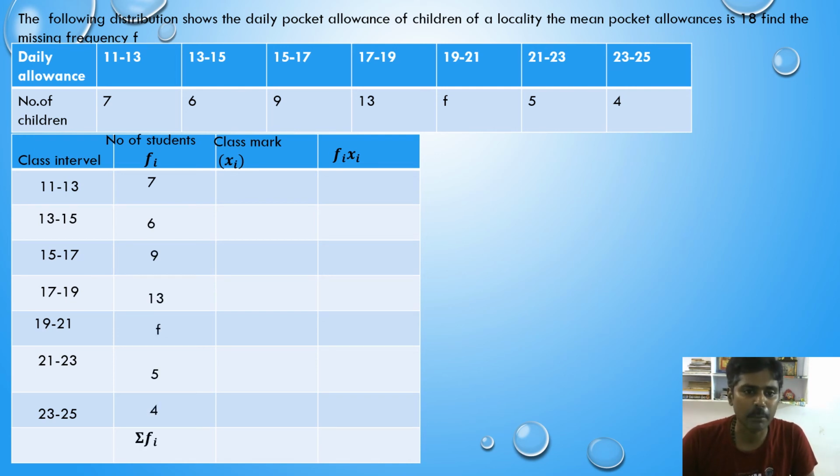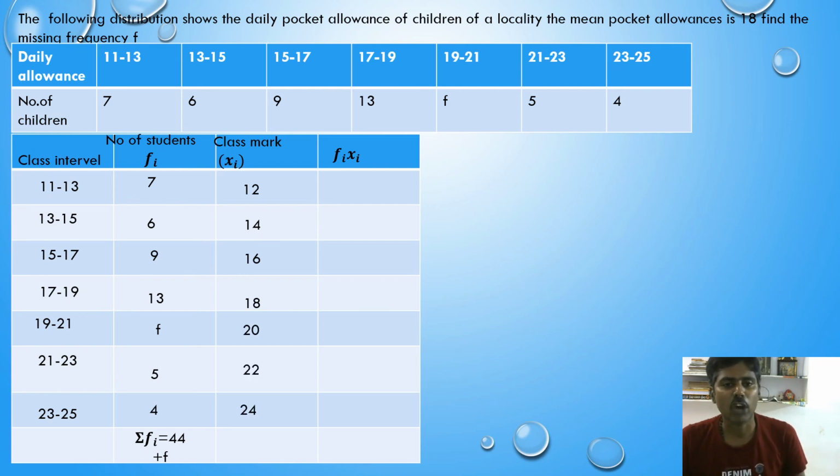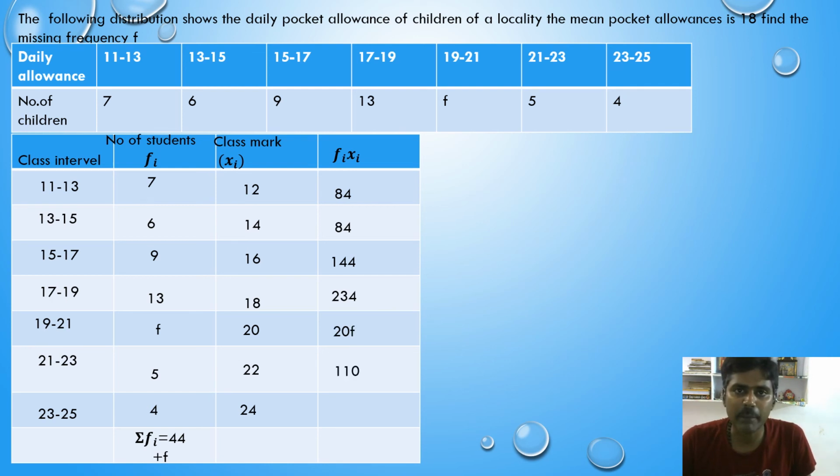I have to find the total sigma fi. Total fi will be 44 plus f, because the frequency is f there. That f cannot be added, so I will keep it as a remainder. And for the class mark, 11 plus 13 is 24, by 2 is 12. Again adding 2 to that, I will get the class marks of the respective classes, up to 24. Now multiplying fi and xi, we get 7 12s are 84, 6 14s are 84, 9 16s are 144. Similarly, I got f into 20 becomes 20f, and 110, and finally 96.